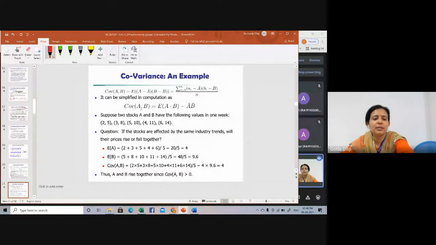The stock prices are being shown here. You compute the covariance and you get the value as 4. You can look into the equations and other things out here. So let's interpret the result. We're getting a positive value.